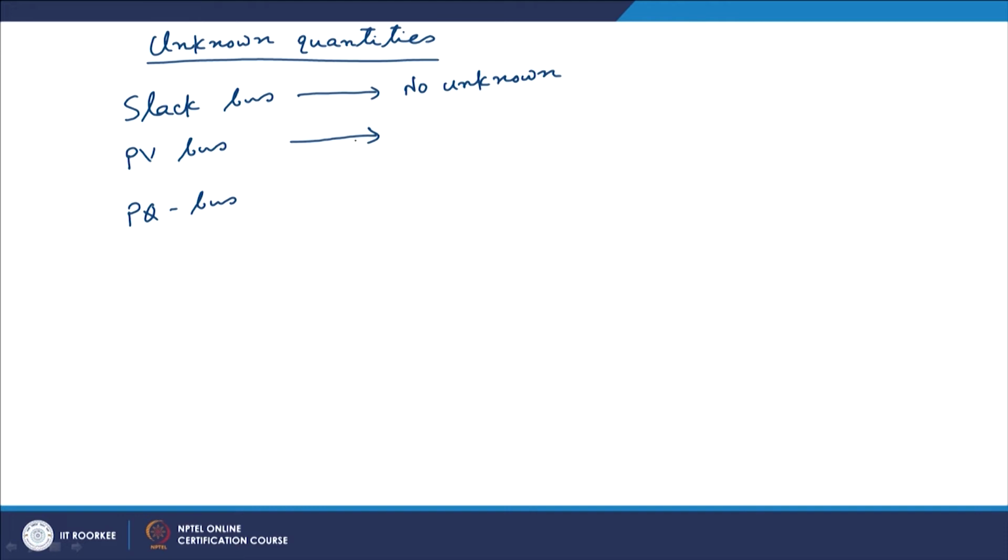In the PV bus, what do we have? In the PV bus we do specify the bus voltage magnitude and the injected real power. Now, we do not at all specify the angle. So, because we do not specify the angle, in a PV bus both the real part as well as the imaginary part are unknown.